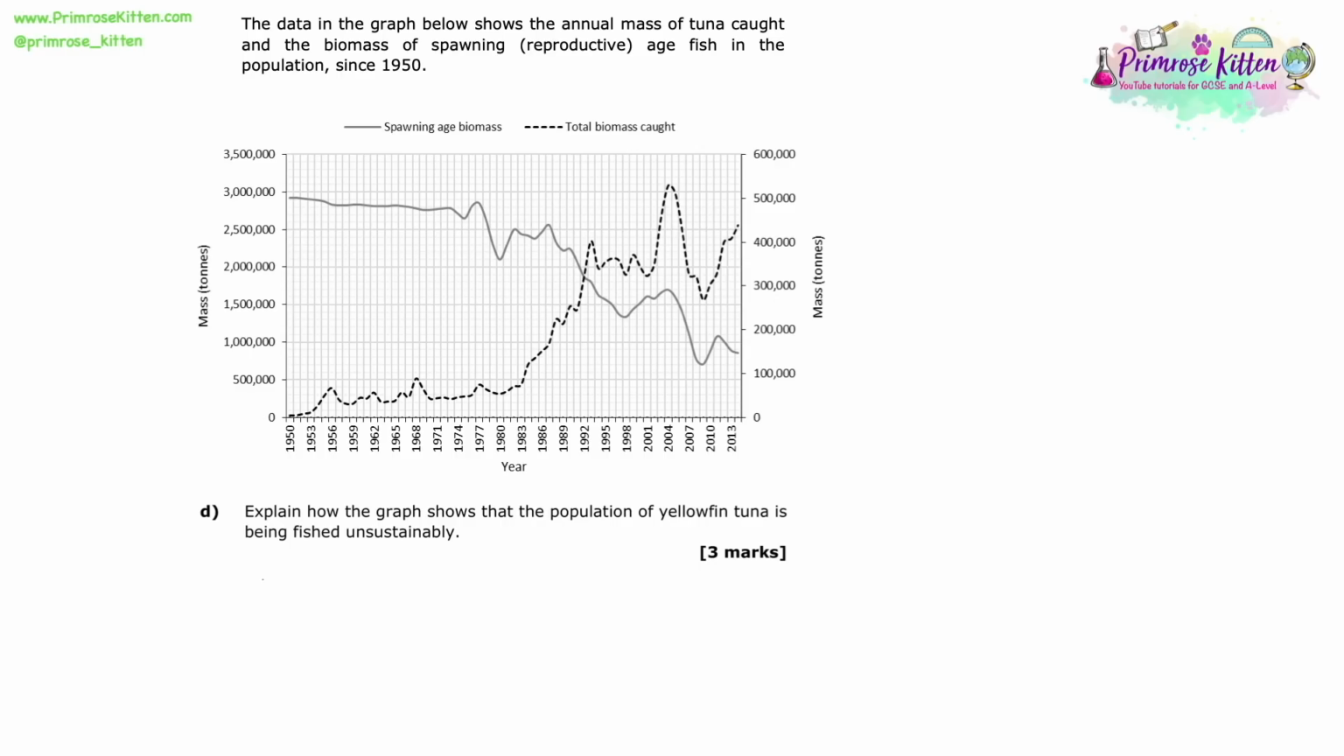The data in the graph below shows the annual mass of tuna caught and the biomass of spawning reproductive age fish in the population since 1950. So we've got two axes here. We've got the total amount of biomass of fish that are caught, obviously by fishermen, in tonnes, and then we have the mass in tonnes of the spawning age biomass in the population. So the mass of fish within the population that are old enough to reproduce, basically.